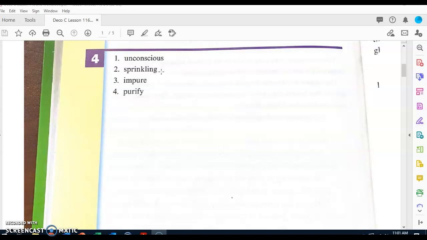Go ahead and touch word number 3. What word? Impure. Now, impure means not pure. Everybody, what's another way of saying the water is not pure? Get ready. The water is impure. Now, go ahead and touch word number 4. What word? Purify. When you kill the germs in something, you purify it. Everybody, what's another way of saying I will boil this water to kill the germs in it? Get ready. I will boil this water to purify it.